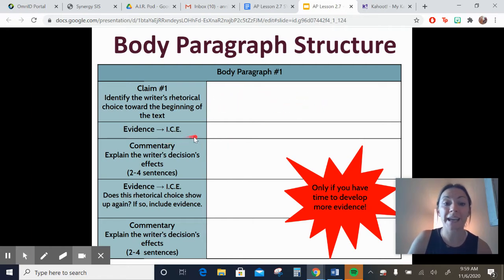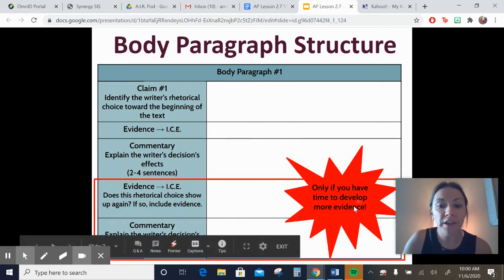Then you use evidence to support your claim. We'll talk about how to do that in a moment here. And then your commentary. So this is where you explain the writer's decision's effects. How does this particular rhetorical choice support your claim and then support your overall thesis? And that is in your rhetorical précis.